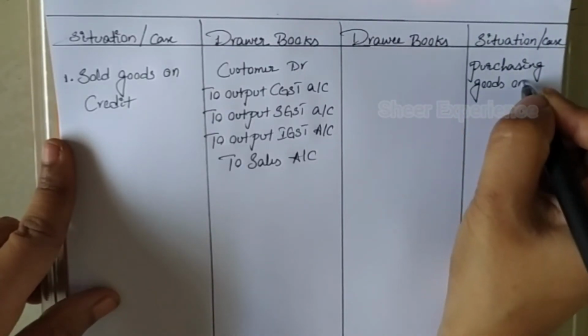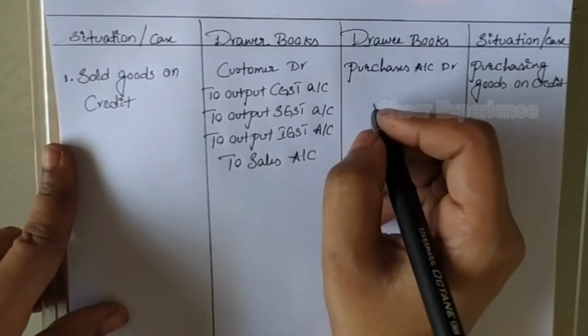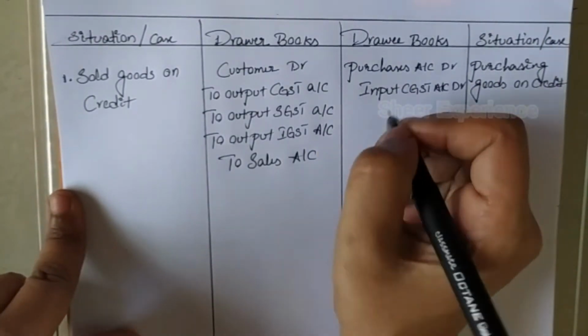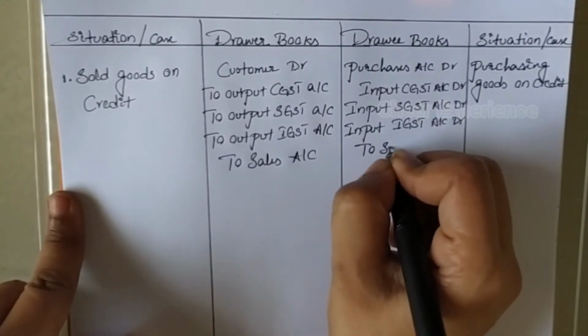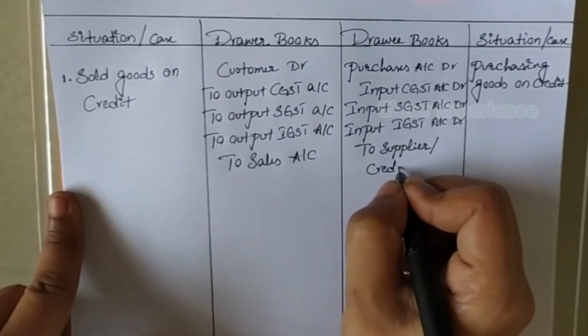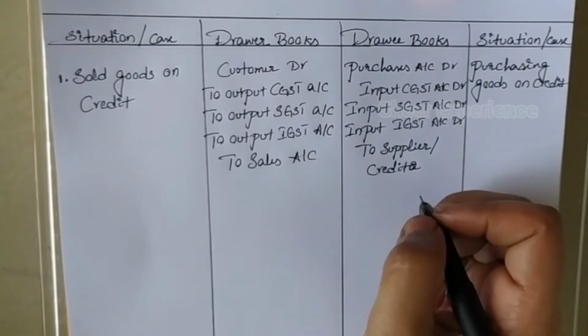In drawee books, it will be purchasing, not selling. So the journal will be purchaser's account debtor to supplier or creditor. If there is tax, then the journal will be purchase account debtor, input CGST account debtor, input SGST account debtor, input IGST account debtor to supplier.